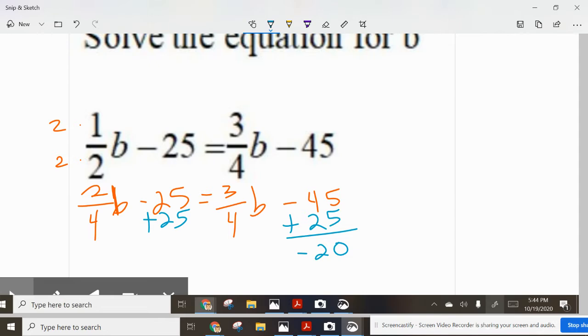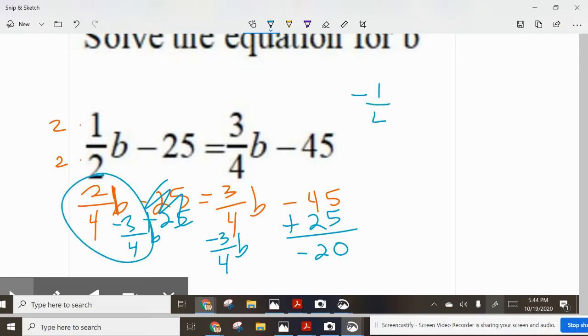Then, I know I always say letters to the left first, but we know we have to do that. So we just did it. That's fine. Now let's go ahead and subtract 3/4 from 2/4. We're going to move this over, right? Move this over to this side. And what's 2 minus 3? This 2/4 minus 3/4. That's going to equal negative 1/4 b equals negative 20. Okay?